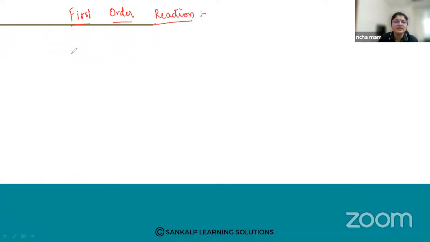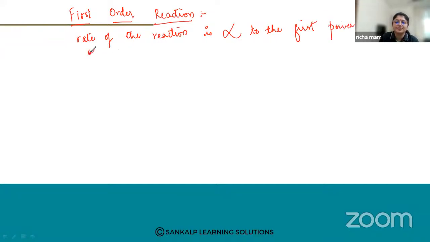Okay, a reaction in which the rate of the reaction is proportional to the first power of the concentration of the reactant. First power of concentration term of reactant. So when the concentration term is raised to 1, then it is called the first order reaction.